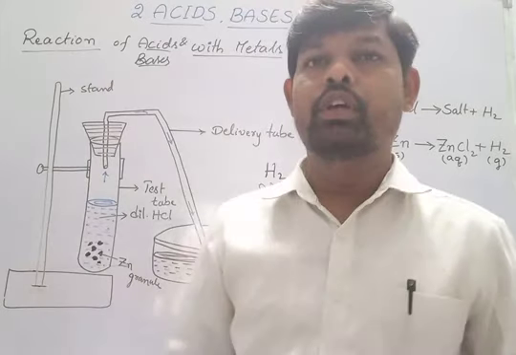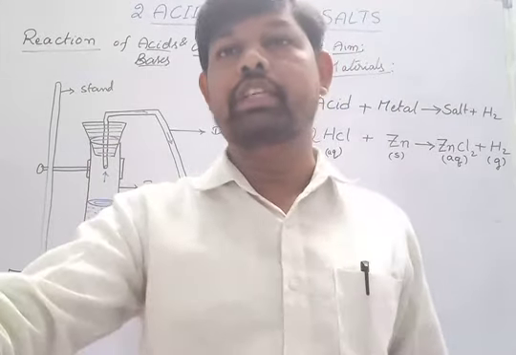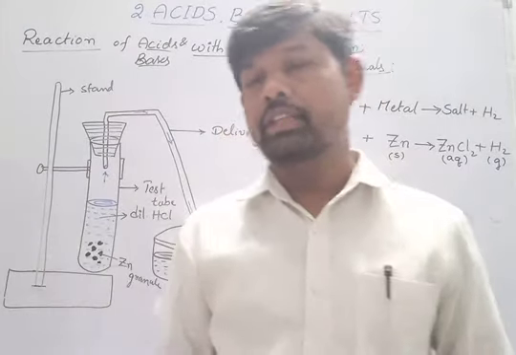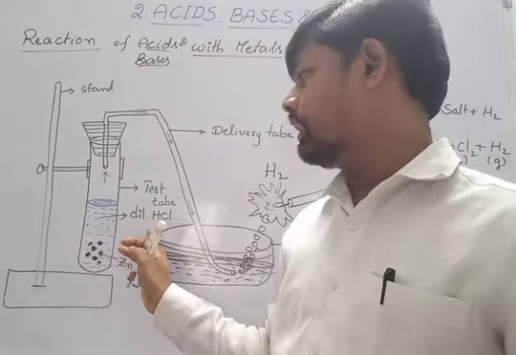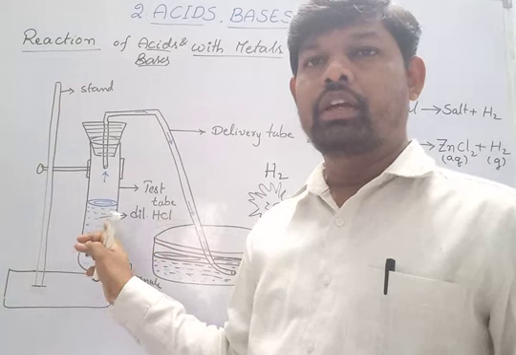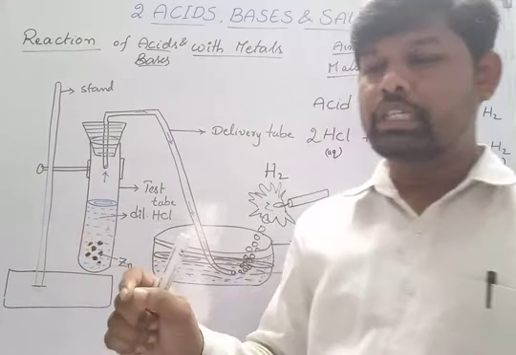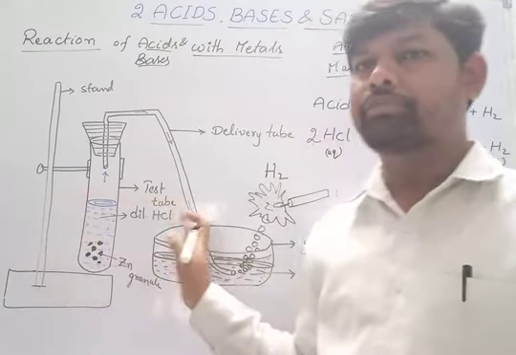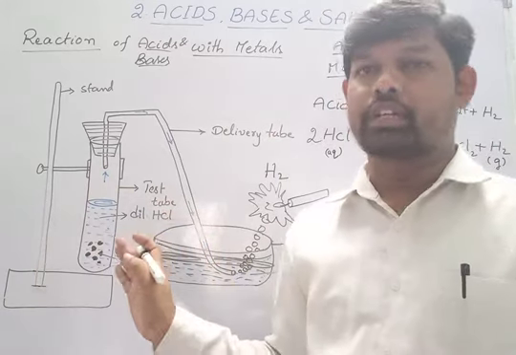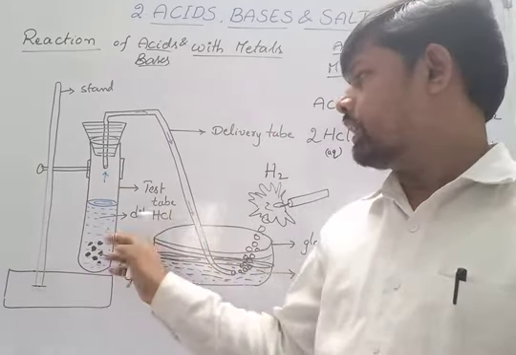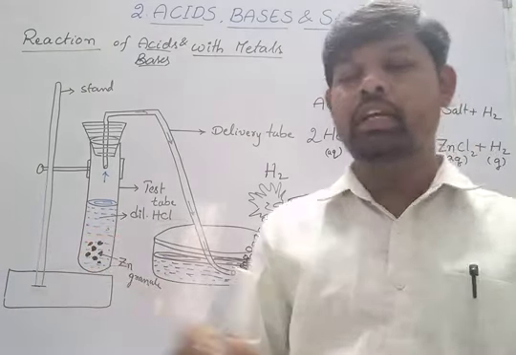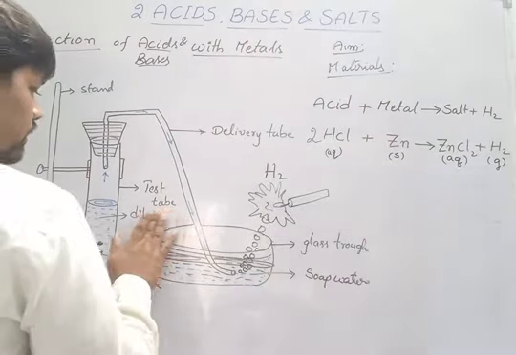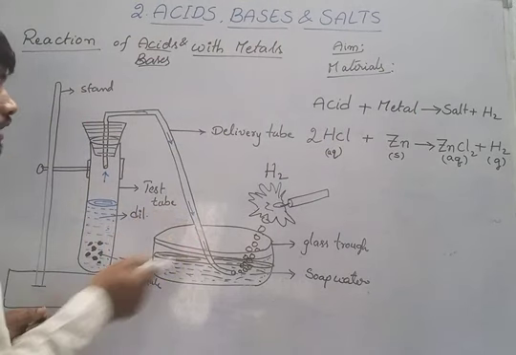So what happens when acids react with bases? Let us see. Instead of dilute HCl, we can take dilute NaOH. NaOH is a base, sodium hydroxide. The procedure is the same, there is no change in procedure, but instead of HCl, you will take NaOH. So what happens? Let us see. Here remove the HCl and take NaOH.